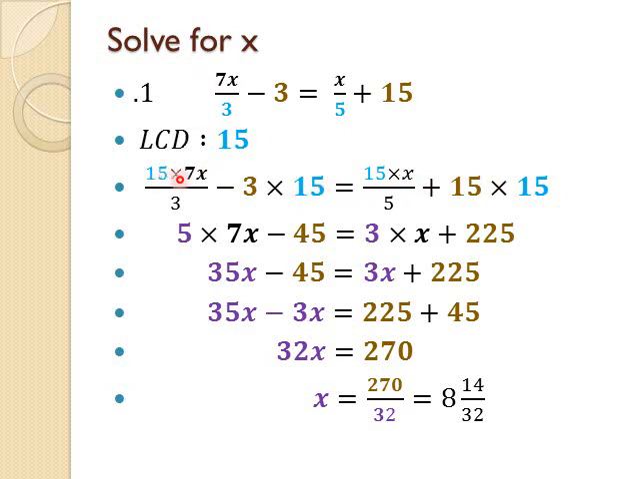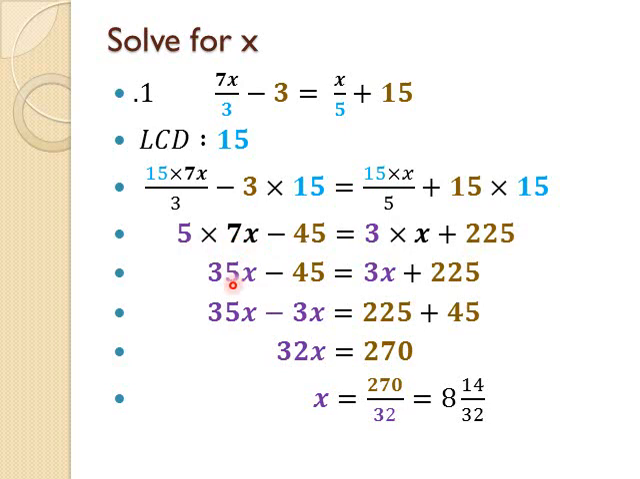So there it reads 15 times 7x over 3 minus 3 times 15. 15 times x divided by 5 plus 15 times 15. So 3 goes into 15 5 times, therefore that becomes 5 times 7x. Negative 3 times 15 becomes negative 45. 5 goes in 15 3 times, so that becomes 3 times x. And 15 times 15, which gives me 225.